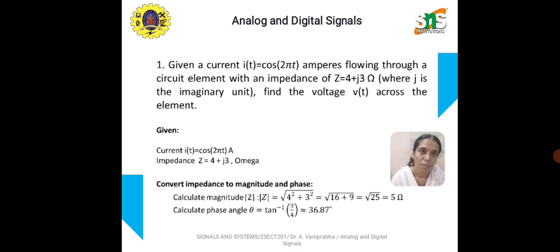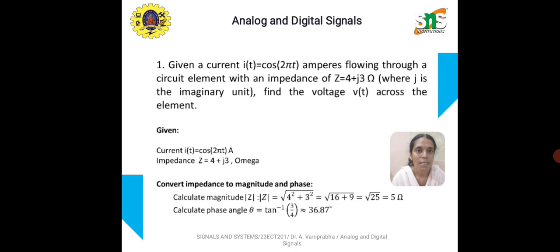So the first problem is: given a current i of t equal to cos pi t ampere flowing through a circuit element with an impedance of Z equal to 4 plus j3 ohm, where j is a complex number which represents the imaginary section, find the voltage v of t across the element. So the situation is given where the current flows through a circuit which holds the impedance of 4 plus 3j ohm. You are asked to find the voltage across the element.